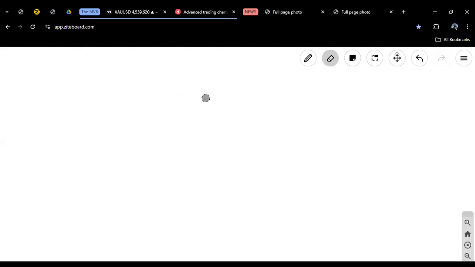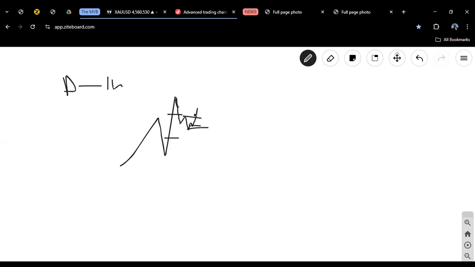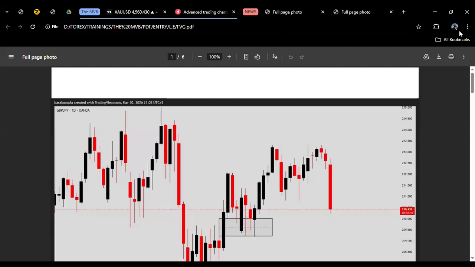So I always use this in the daily time frame. If you see a daily time frame fair value gap, and then the market tests, for example, this is our gap. If the market tests that gap, you go to the lower time frame. For example, if you are in the daily, you go to the 1 hour to observe a change of character with inside formation, and that's what you're going to trade. Simple like that. I'll show you some examples here.